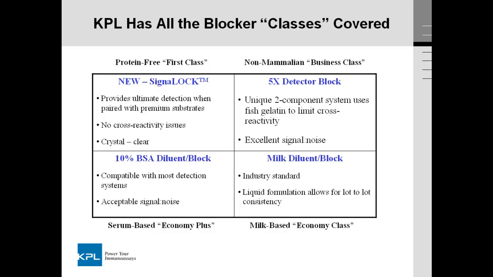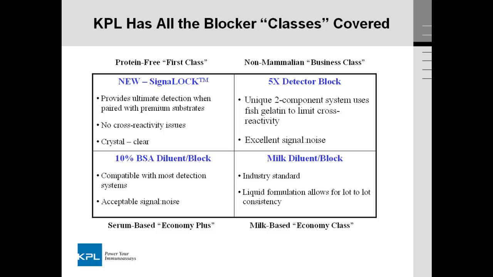Non-mammalian blockers will be next in business class. Our 5X detector block is a unique 2-component system that utilizes fish gelatin to limit cross-reactivity, non-mammalian protein. This blocker allows for excellent signal-to-noise. Economy Plus will be your serum-based blockers, including KPL's 10% BSA diluent block. It is compatible with most detection systems and allows for acceptable signal-to-noise.